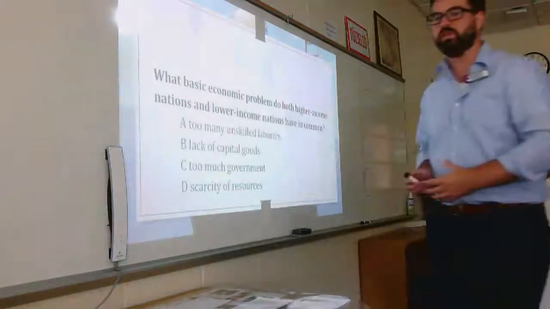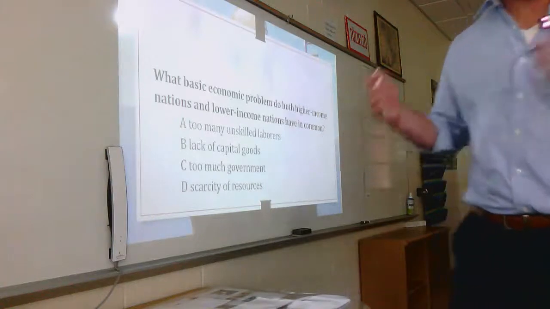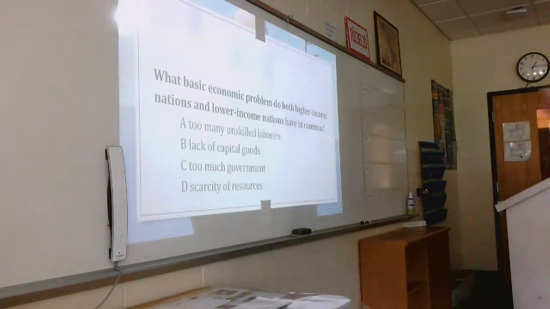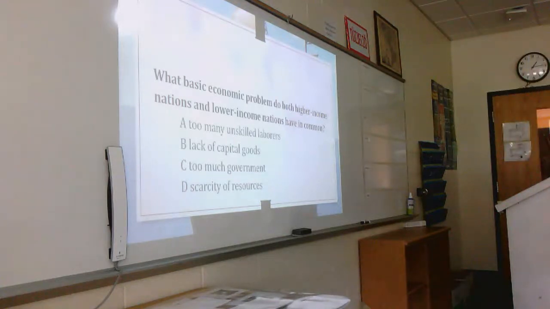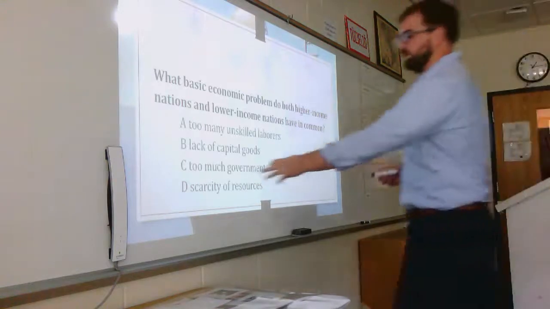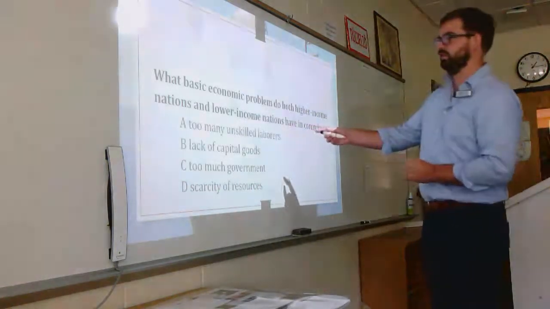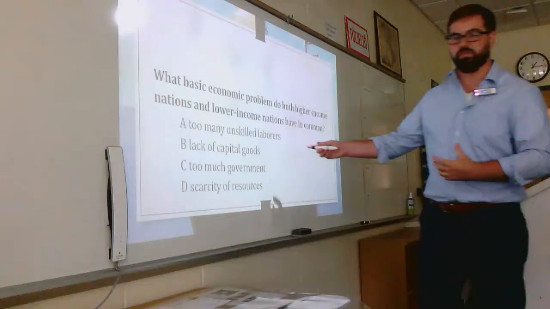If you look at our country compared to other countries, our country is really wealthy. Let's say we're looking at Ethiopia, a really poor country in Africa. We both deal with scarcity. Sure, we've got a lot more than they do, but there are still things that we lack. Even though we're one of the wealthiest countries in the world, we still have 10% of our country unemployed right now. We still have a lot of people who don't have adequate housing or enough food to feed their families. So even though we've got a lot of wealth, we still deal with scarcity, just in different ways. The correct answer would be D, scarcity of resources. All countries, all people, all businesses deal with that.